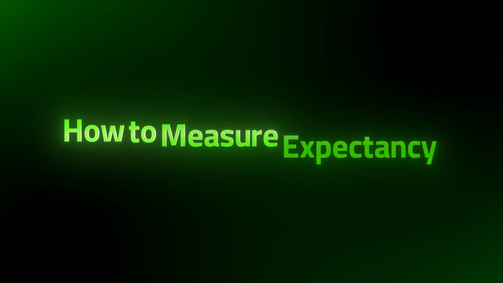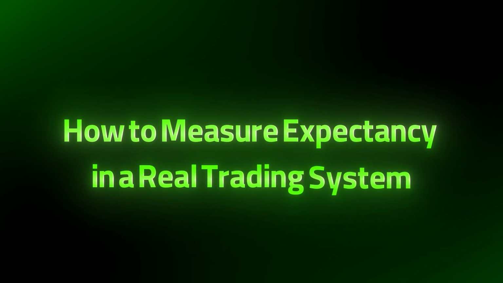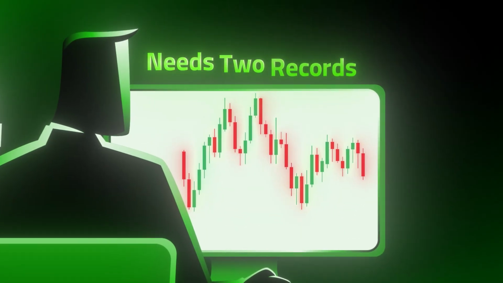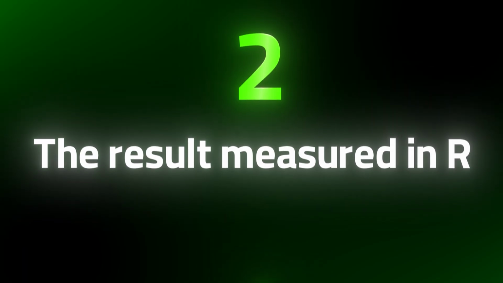How to measure expectancy in a real trading system. To move away from fantasy, expectancy needs real data. That means tracking at least 30 to 50 trades with the same system and the same rules. Start with at least 30 to 50 trades using the same system without changing any rules along the way. Each trade needs 2 records, whether it won or lost, and the result measured in R.